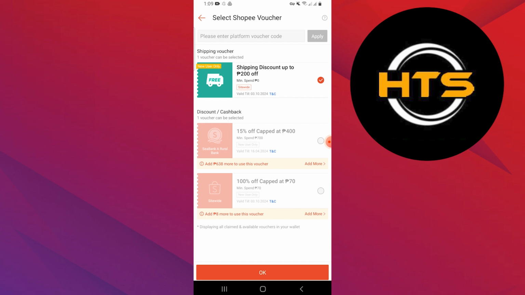First, check the terms and conditions of the voucher. Every voucher has its own rules. Some vouchers need you to spend a minimum amount of money to use them. Make sure your purchase meets this requirement. Next, check the expiration date. Some vouchers are only good for a certain amount of time. Use them before they expire.